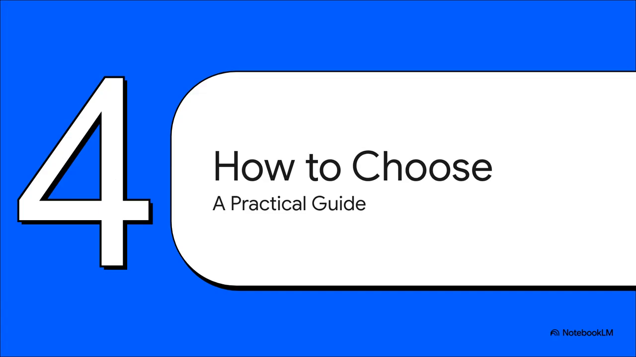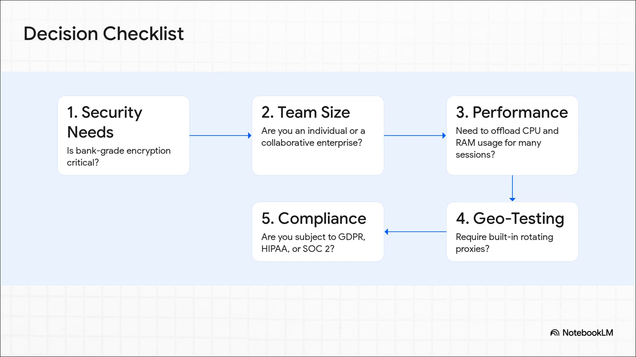Okay, so with all that information swirling around, how do you actually choose the right tool for you? Let's walk through a super simple framework to help you make that call. Just ask yourself these 5 questions. First, how critical is top-tier security for what you do? Is that bank-grade encryption a must-have? Second, are you a one-person show or are you part of a large team? Third, do you need to run tons of sessions at once without bogging down your computer? Because a cloud browser offloads all that work. Fourth, do you need to test how things look from different countries? And finally, do you have to worry about regulations like GDPR or HIPAA, where data security is absolutely non-negotiable? Your answers are going to point you in the right direction.